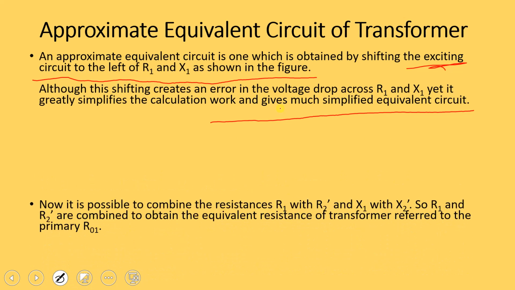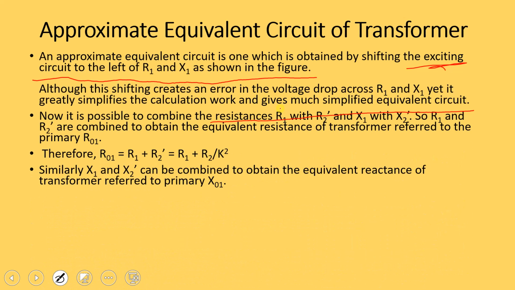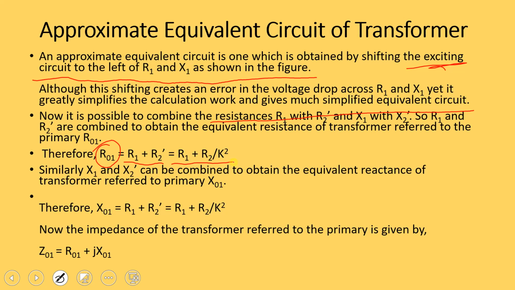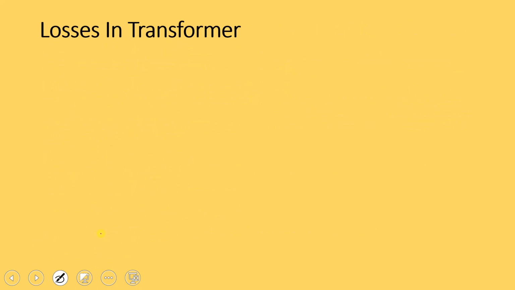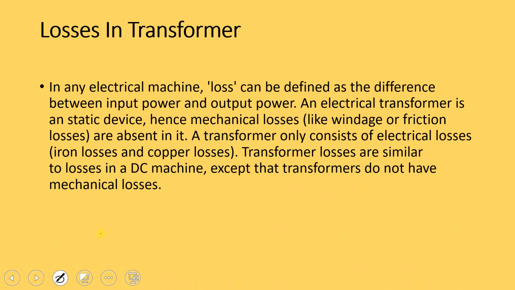So the formula for simplification is given by R01, and it is R1 plus R2 dash, and it can be written as R1 plus R2 by k square. Similarly for X1 and X2 को जब combine करेंगे, we will get this equation, and if we are considering impedances, then it will become Z is equal to R0 plus jX0. Then we are considering the losses in the transformer.